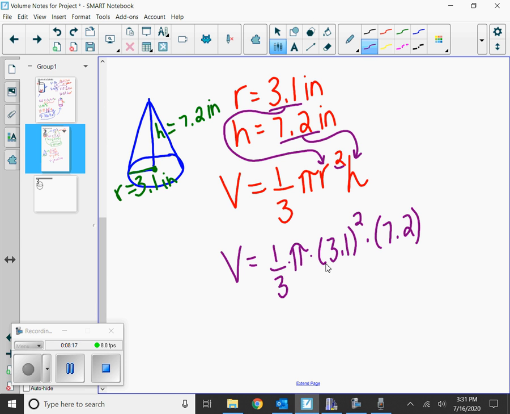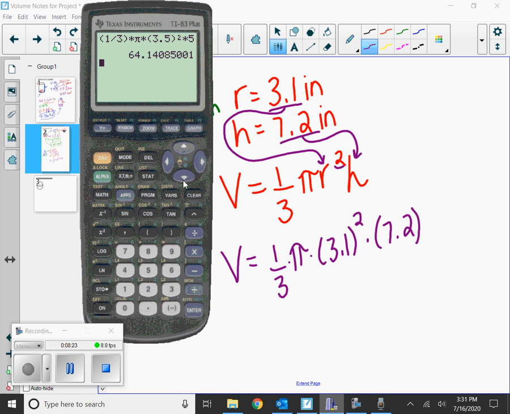We've plugged in everything we know, and we can just plug it into the calculator. So we want to type in 1/3 in parentheses times pi, which we have to click second on my calculator to get to pi, times, again, parentheses, 3.1, which is our radius, close the parentheses, and then square what's inside the parentheses, meaning we're squaring the radius, 3.1, times, again, open the parentheses and put 7.2. Close the parentheses, and everything is there, so we're going to click enter.